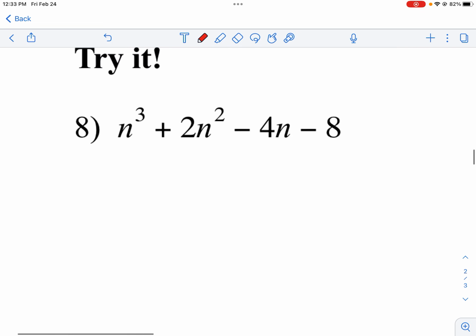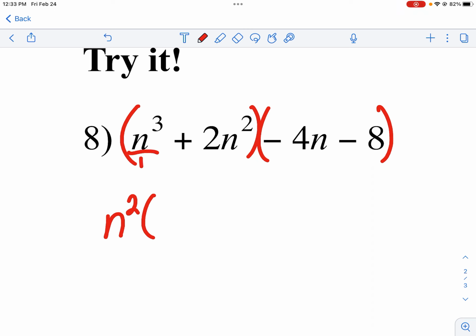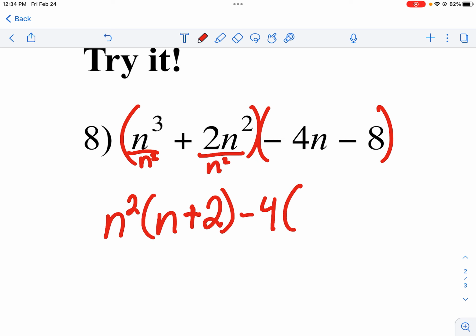This one, let's try this one, number 8. I'm thinking, what is my common factor between first and second, and then the third and fourth terms? First and second terms, my common factor is n squared, right? And when I take an n squared, I'm dividing by n squared on both terms. I'm left with n plus 2, right? My next one, I'm looking at taking out a negative 4, right? I want to take out a negative 4. I'm left with n plus 2.